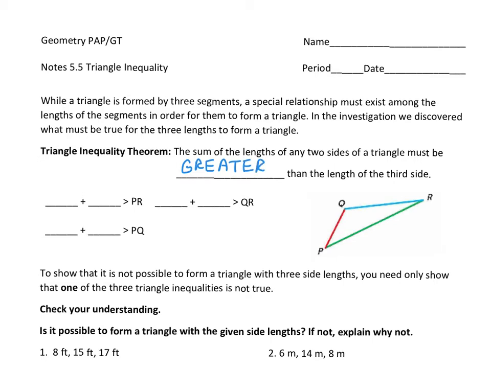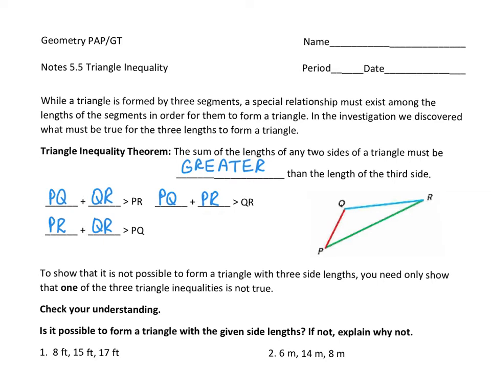So if we look at our triangle here on the right, the three relationships we'd be talking about would be: the length of PQ plus the length of QR would have to be greater than the length PR. And if we then said the length PQ plus PR, that sum would have to be greater than the length of QR. And then finally, PR plus QR would have to be greater than the length of PQ.